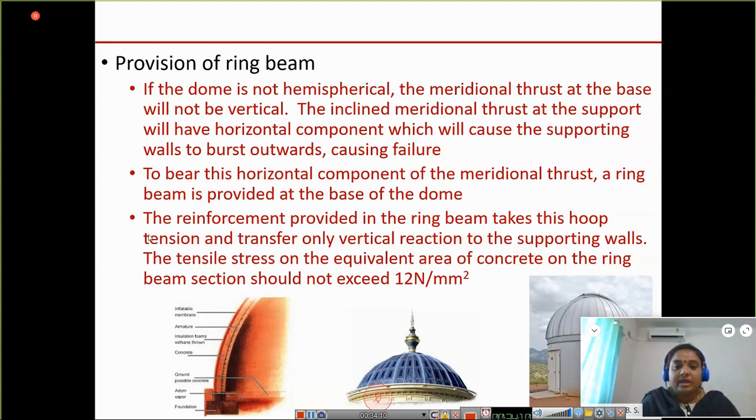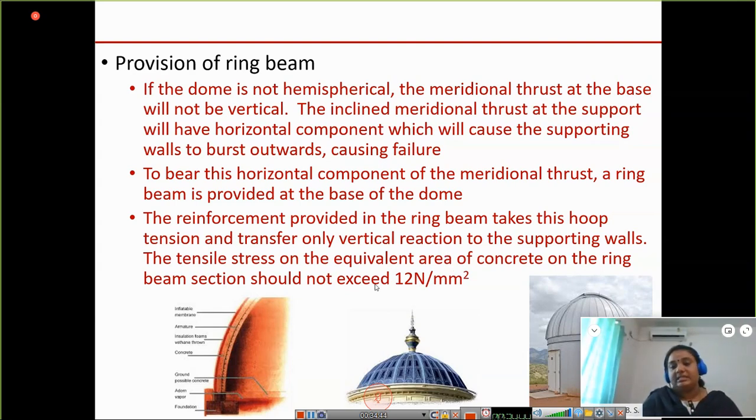And to bear this horizontal component of the meridional thrust, we provide a ring beam at the base of the dome. Then the reinforcement provided in the ring beam takes this hoop tension and transfers only the vertical reaction to the supporting walls. The condition is that the tensile stress on the equivalent area of concrete on the ring beam section should not exceed 12 Newton per millimeter square.